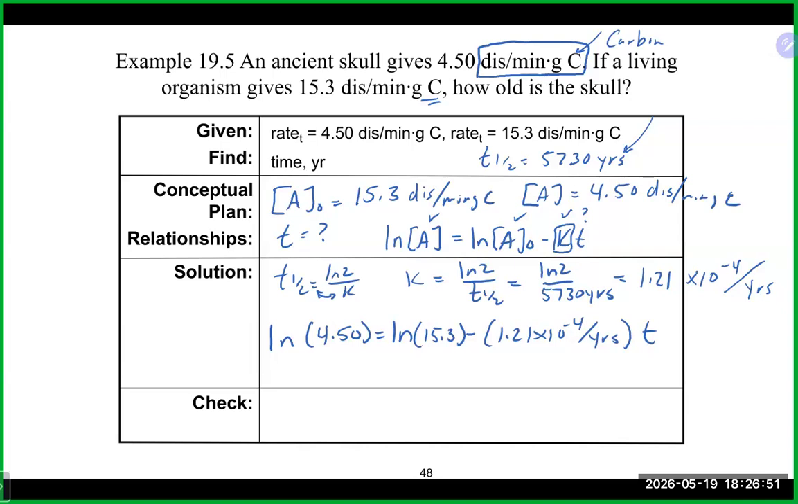So we can go natural log of 4.5, punching that number in. We're then going to subtract the natural log of 15.3, basically subtracting that to the other side, and that gives me -1.223775 equals -1.21 times 10 to the -4 reciprocal years times our t. We're just going to divide that now to the other side, not forgetting to take the negative with it as well.